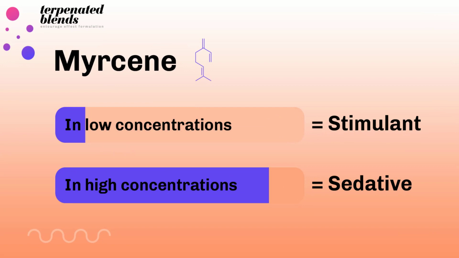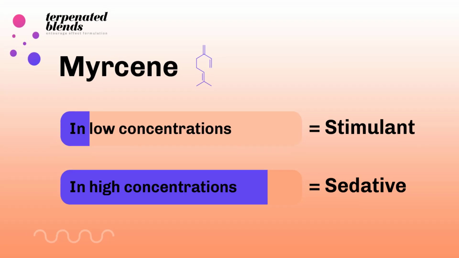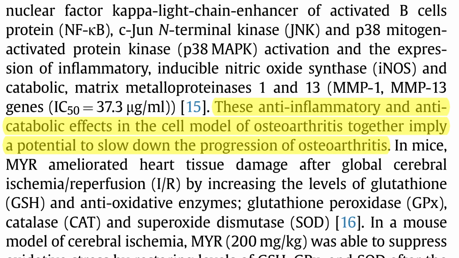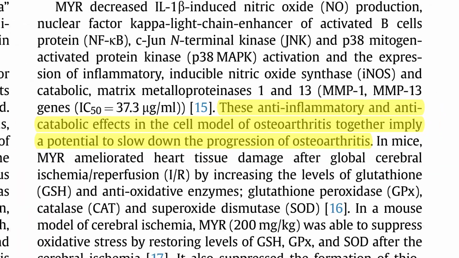What our friends at Terpenated Blends were able to show is that myrcene in blends where it was in a very low concentration tended to be a stimulant, whereas when it moved into high concentrations, like we see in the literature, it starts to become sedative. So what we see here is that a single terpene can have a different effect based on its concentration within the product you're purchasing. It's a strong anti-inflammatory and has been shown to slow down osteoarthritis in many models.